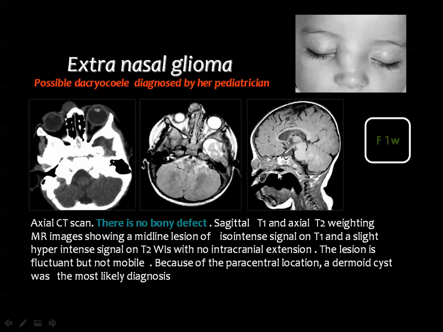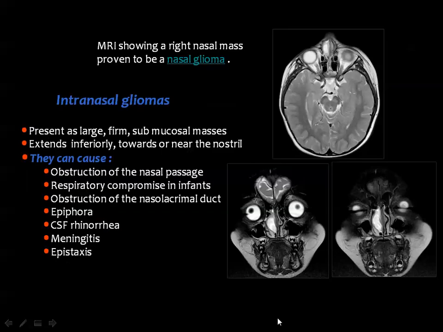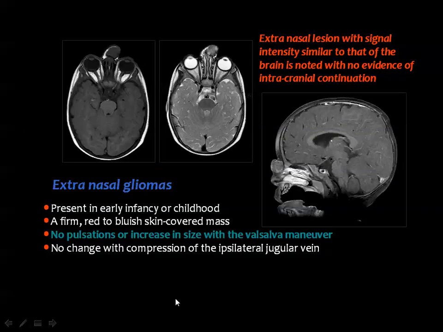And if you look carefully in the sagittal image, you are able to identify that this lesion is not continuous with the intracranial contents, and there is no bony defect here. And this is one of the important findings in the sagittal images, whether obtained by CT or by MRI. And in this case, we can see a right nasal mass, and this mass is of bright signal because this is a T2 weighted image, and it was proved by biopsy to represent an intranasal glioma. And this is an extranasal glioma.